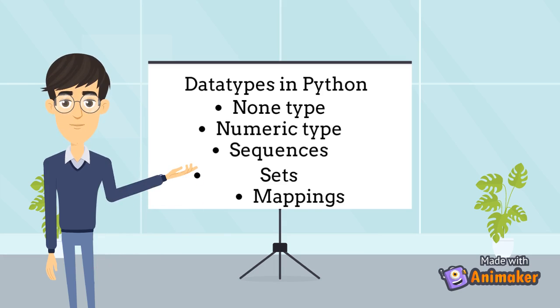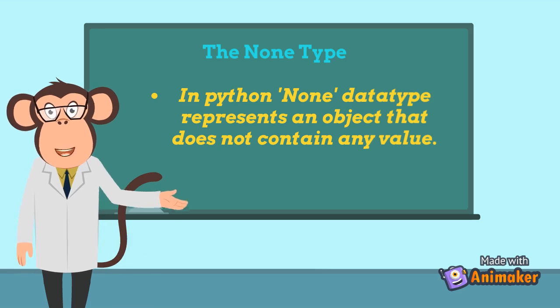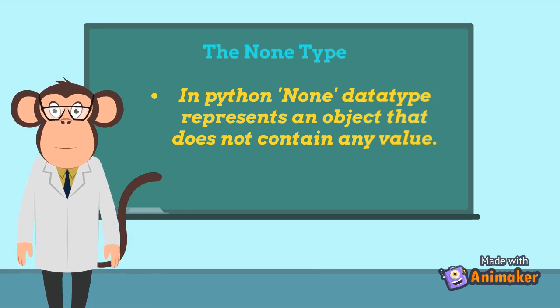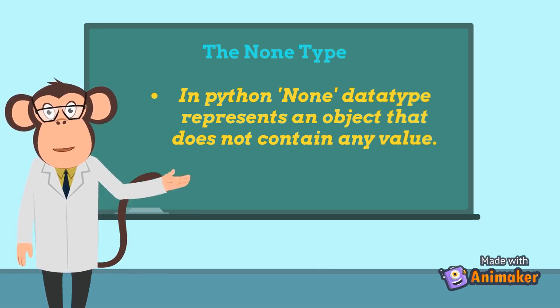The built-in data types are of 5 types: none type, numeric types, sequences, sets, mappings. In Python, the none data type represents an object that does not contain any value. In languages like Java it is called null object, but in Python it is called none object. In a Python program, maximum of only one none object is provided.